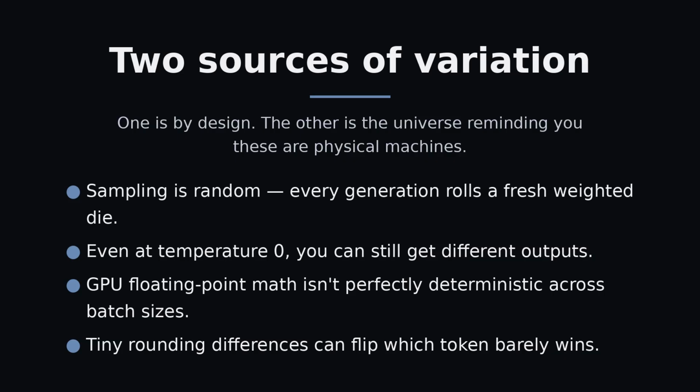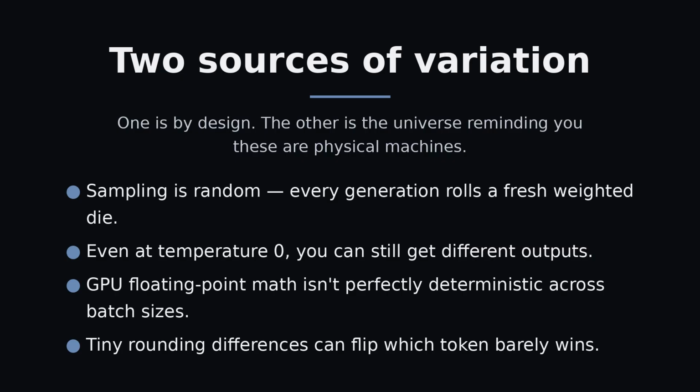Now we can answer the question that confuses a lot of people. Why does the same model, given the same prompt, sometimes give the same answer and sometimes wildly different ones? The first reason is what we just covered. Sampling is random by design. As long as temperature is above 0 and top P doesn't collapse to a single token, every generation is a fresh roll of the dice.